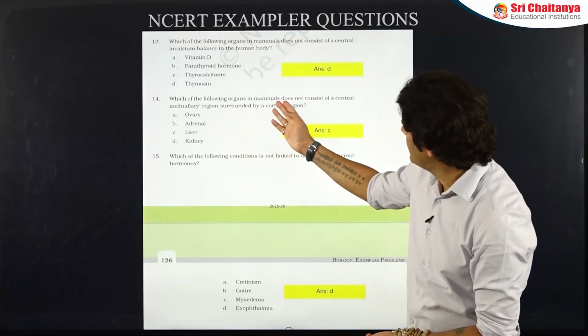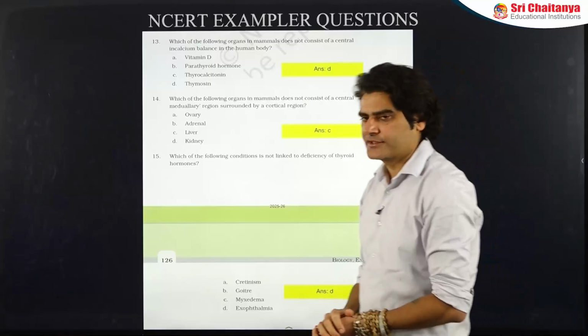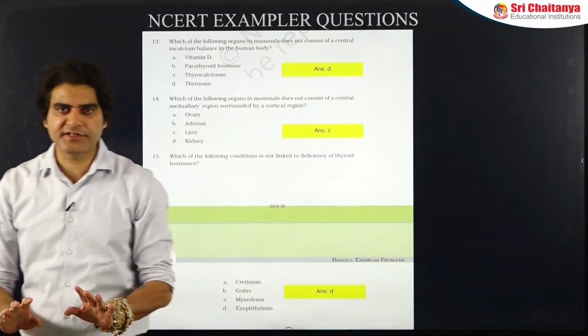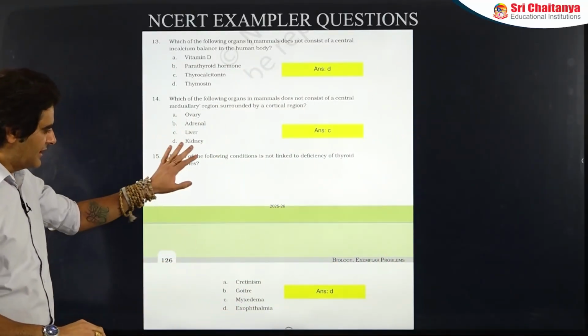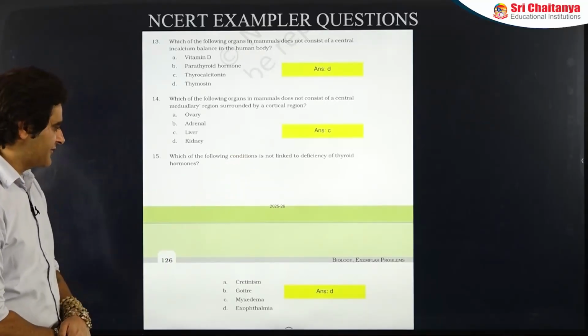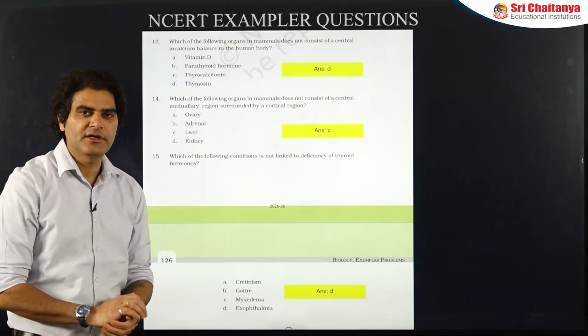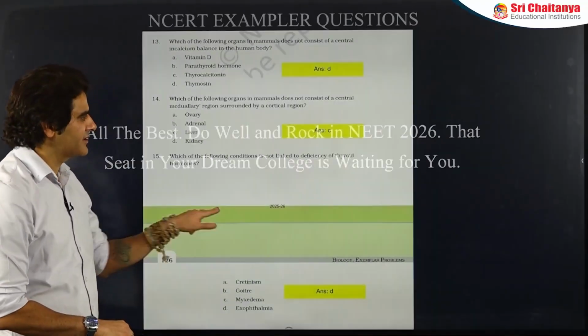Then which of the following does not consist of a central medulla and cortex? Liver doesn't have any medulla or cortex area, so that is why that's the answer. Last question, which of the following condition is not linked to iodine deficiency? That would be D because exophthalmia is hypersecretion disorder. So this was a quick overview of chemical coordination chapter.